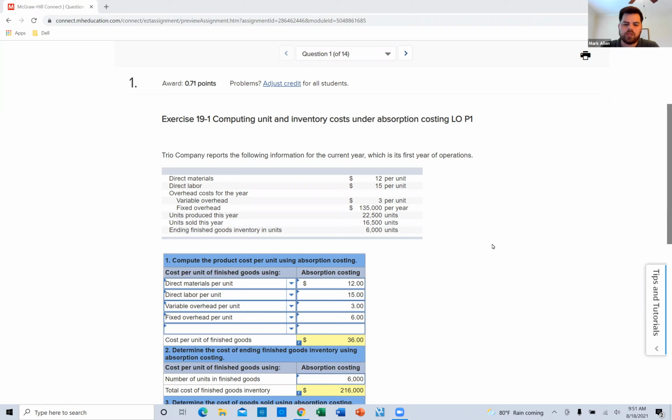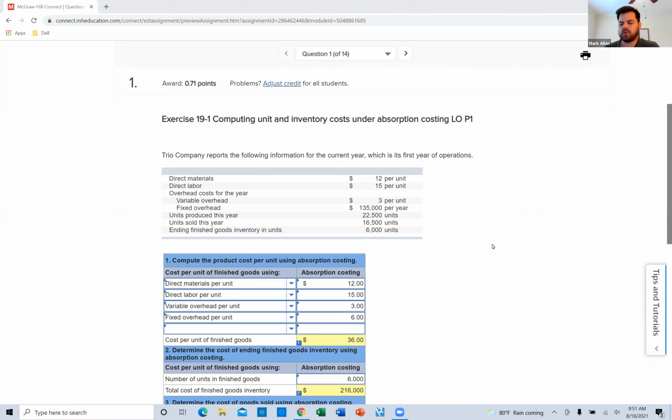Trio Company reports the following information for the current year. Notice it's their first year of operations. That's good information. It tells us that there's no beginning inventory sitting around. There's nothing that's still here from last period. So that's a good piece of information for us.